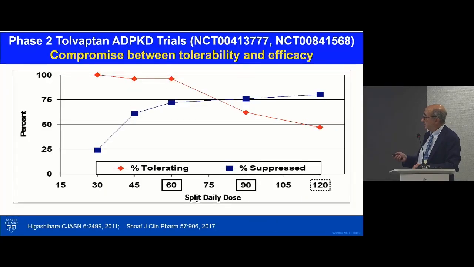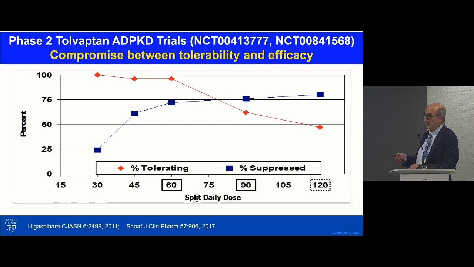Now, this problem also occurs in humans. Before starting the phase 3 studies, for 3 or 4 years there were phase 1 and phase 2 studies that were run first to prove the safety of tolvaptan in the short term in humans, to find the right dosing of tolvaptan, and to get some preliminary efficacy data. What this graphic shows is the compromise that you have to reach between efficacy and tolerability when you administer tolvaptan.